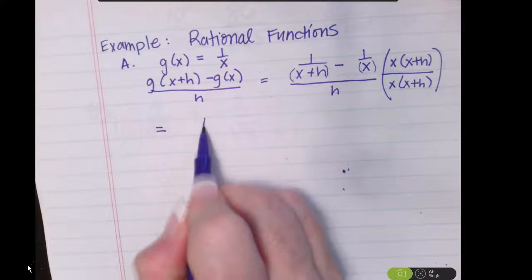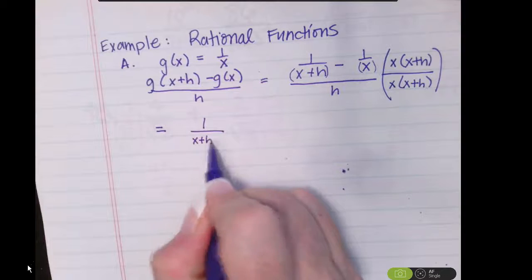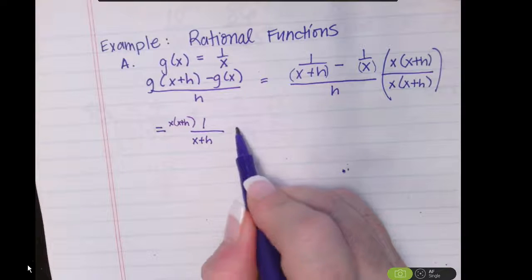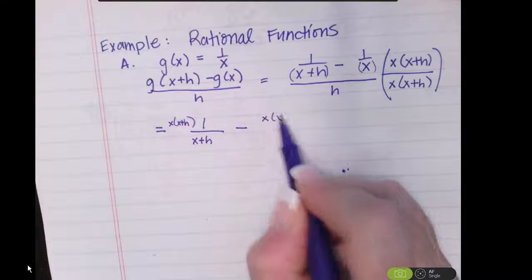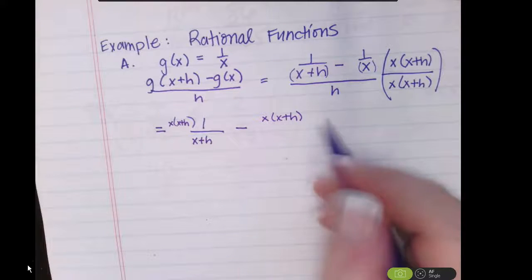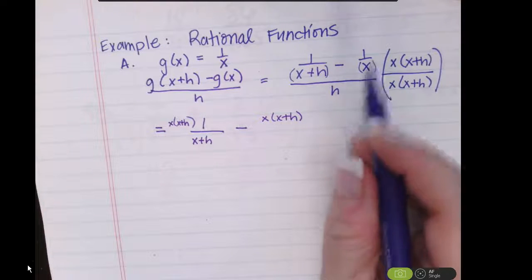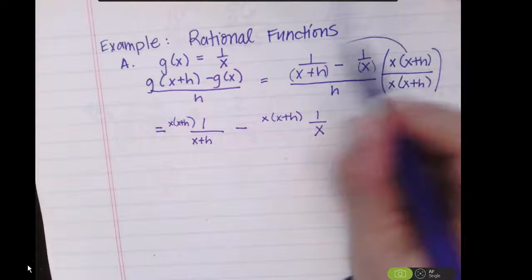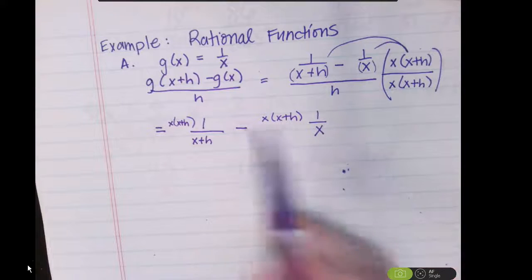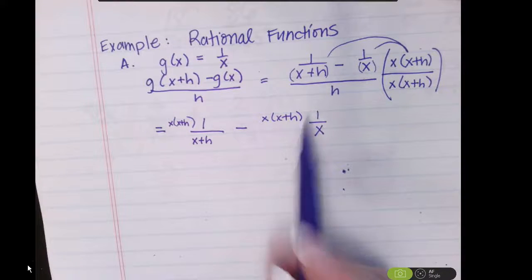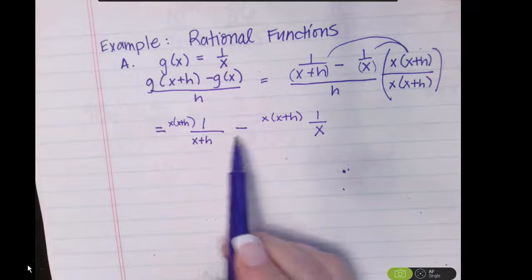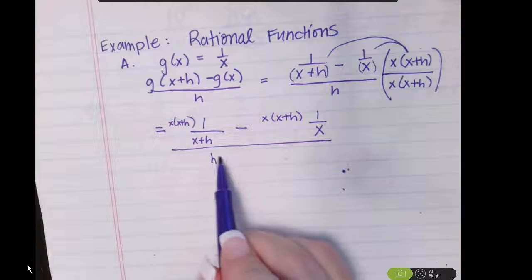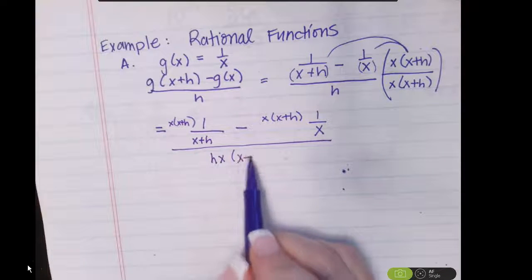Okay, so I'm going to distribute this out and bring down my result. So 1 over x plus h times x plus h minus x times x plus h times 1 over x. So I'm really just distributing here, and I'm just showing you the math before I do the canceling. All of that over h times x plus h.